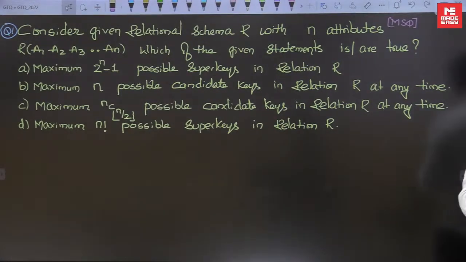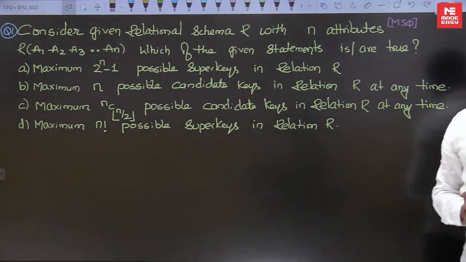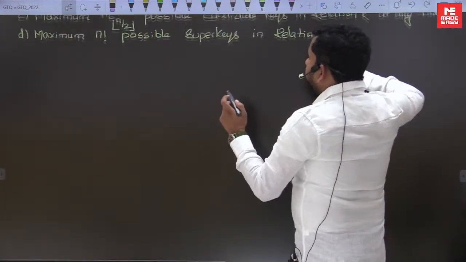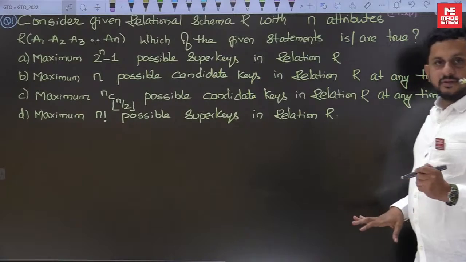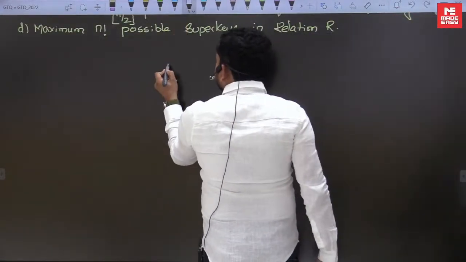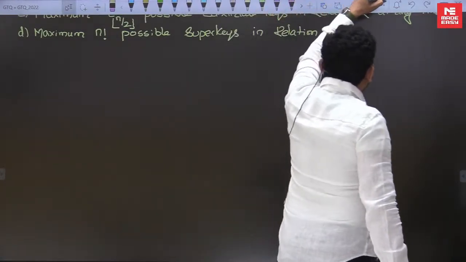Right. Sombit, Nag, Chaudhary, Pandey. Right. Okay. So, see, total n attributes in the relation R.